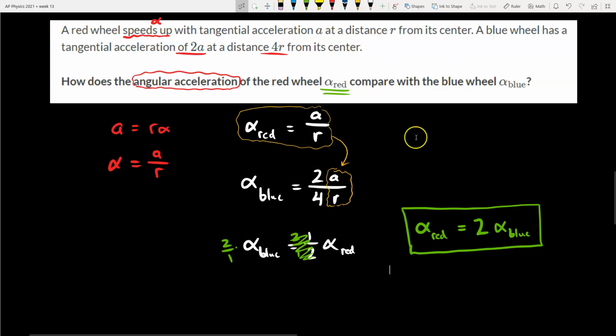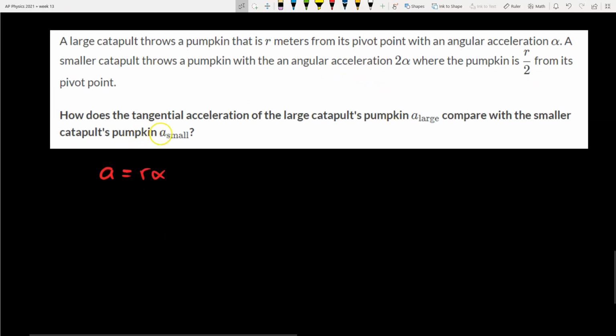All right, one more. The other variable it could ask us to solve for, a, acceleration. This is already asking me for, or this equation already says a equals. So I don't need to rearrange this at all. So now let's just kind of go in and plug in what we got. A large catapult throws a pumpkin that's r meters with an angular acceleration a. So a large is equal to r times alpha.